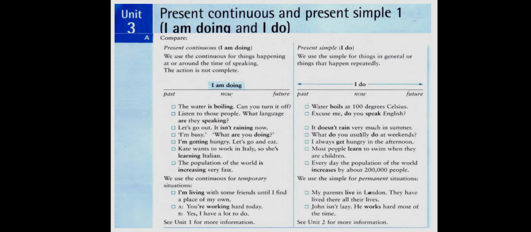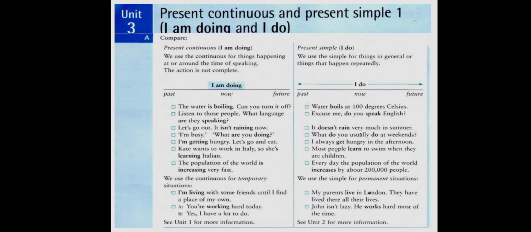On the other hand, the population of the world is increasing very fast. Here we are speaking about gradual change. We are speaking about change. That's why we use present continuous. So we say the population of the world is increasing very fast.